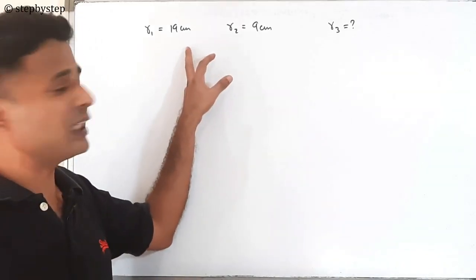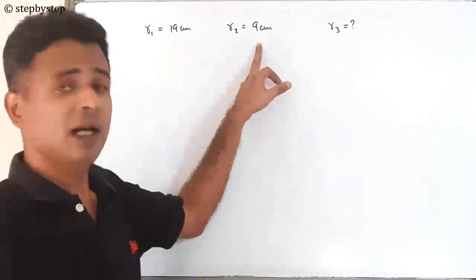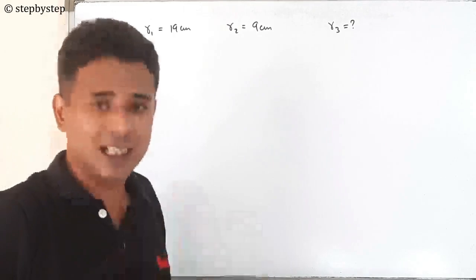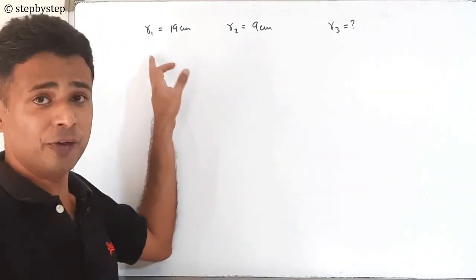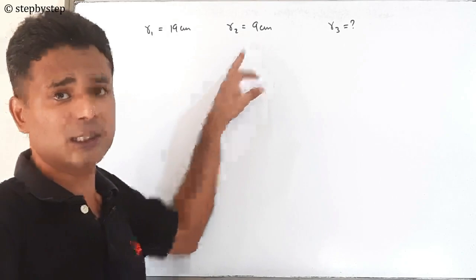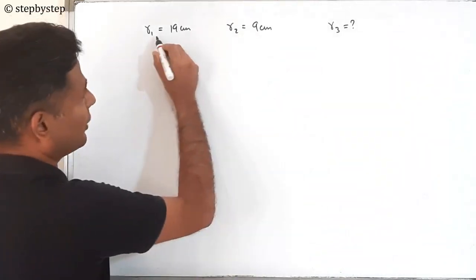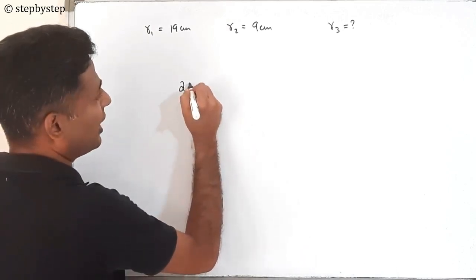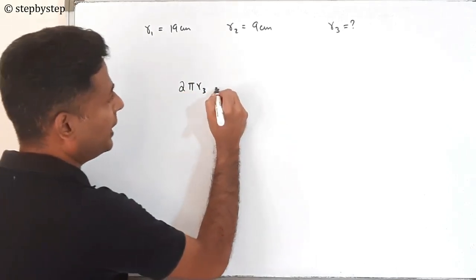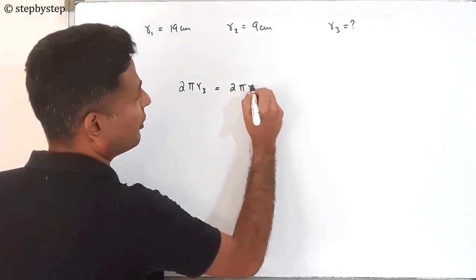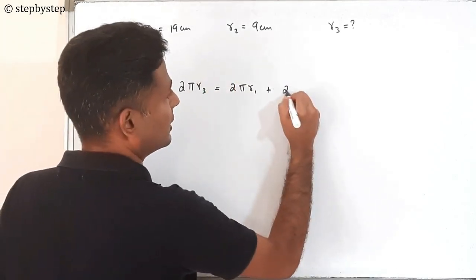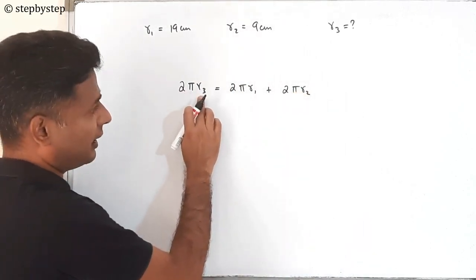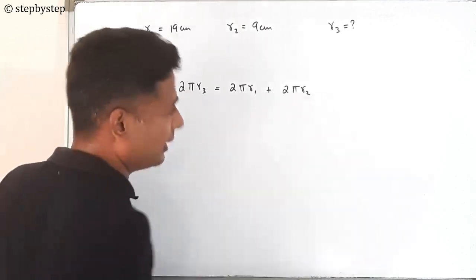They have said there are two circles of radiuses 19 centimeter and 9 centimeter, and they have asked you to find the radius of a third circle whose circumference is equal to the sum of circumferences of these two circles. So let the radius of the first circle be r1, r2, and the third one be r3. So what have they said? The circumference of the third circle should be equal to the sum of the circumferences of these two circles. So we get 2 pi r3 equal to 2 pi r1 plus 2 pi r2.